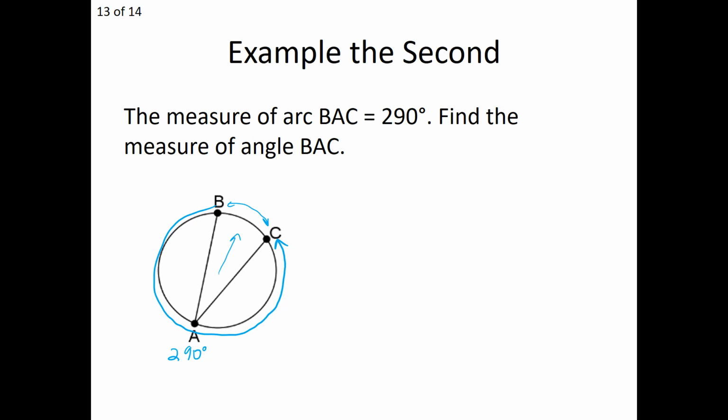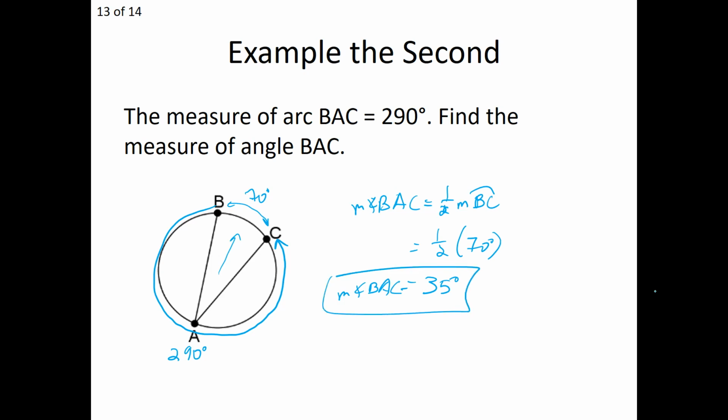Well, in a complete revolution around our circle, we know there's 360 degrees. So if 290 of that lies with our arc BAC, then what's left over for our arc BC would be 70 degrees, right? 360 minus 290 is 70 degrees. Now we want the measure of our angle BAC, and we know the measure of the arc that it's cutting, arc BC, which means we just take half of 70 degrees. So the measure of our inscribed angle BAC is 35 degrees.